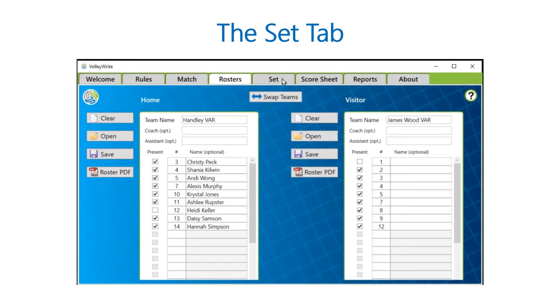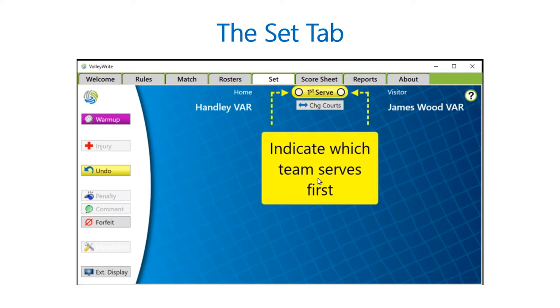Next, we go to the Set tab and click the Start button. This loads the rules and teams into the heart of the program, and now VolleyWrite will track any changes to the rules and rosters. If the sides the teams occupy on the court are different than what they are on this display, use the Change Courts button so that the display matches the court.